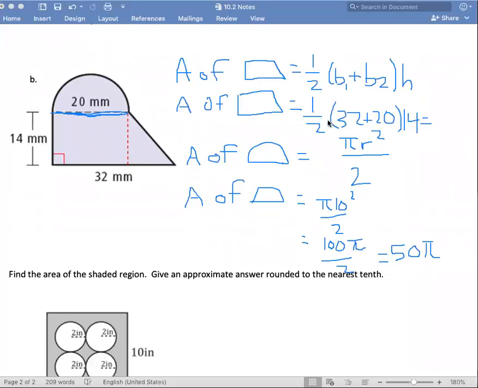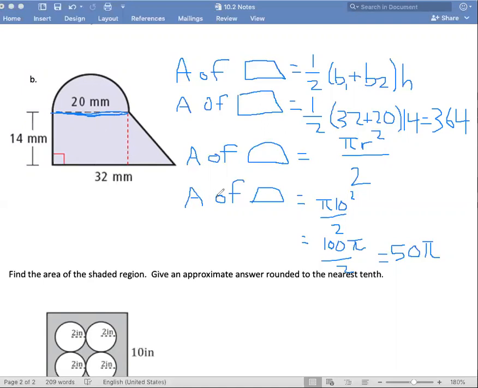Okay, so this is how you should have set it up. You should have said 1/2 times the first base is 32 millimeters, the second base is 20 millimeters, and then the height is 14. And you can go ahead and plug this into your calculator just as it's written here. Make sure that you use parentheses around 32 plus 20. So go ahead and pause the video and throw this in your calculator. Okay, if you did your math correctly, you should have gotten exactly 364. So 364 is the area of this trapezoid, 364 square millimeters.